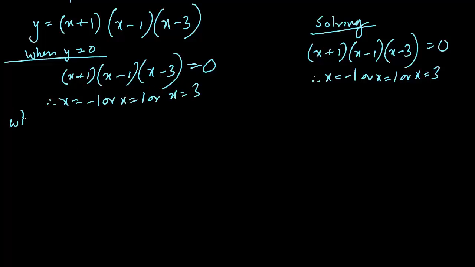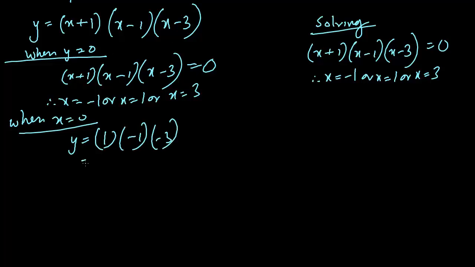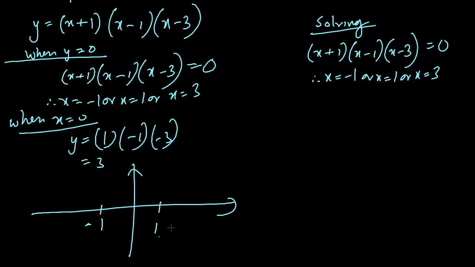So we have three values of x, minus 1, 1 or 3. And we can also find out where it cuts the y-axis, where x equals 0. So y equals 0 plus 1 is 1, 0 minus 1 is minus 1, 0 minus 3 is minus 3, which turns out to be 3. So it cuts the x-axis at minus 1, 1, and 3. It's a sketch. It doesn't have to be that accurate.